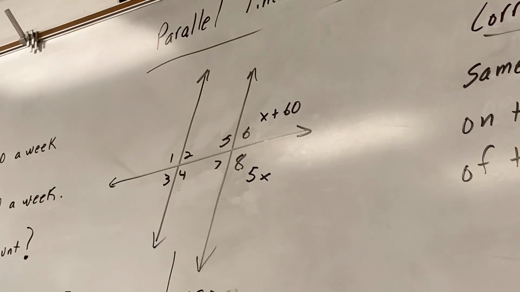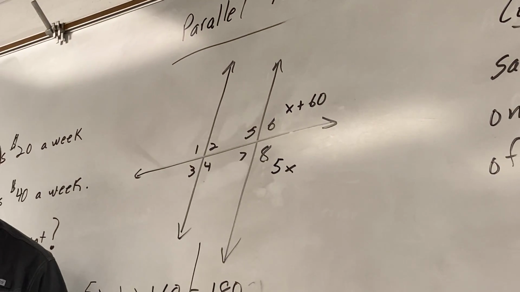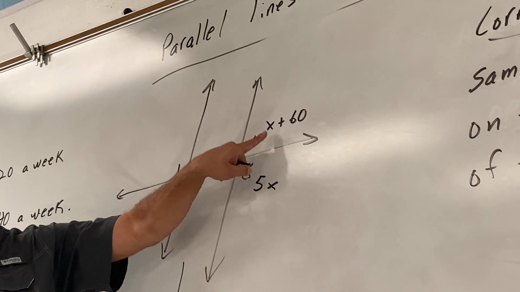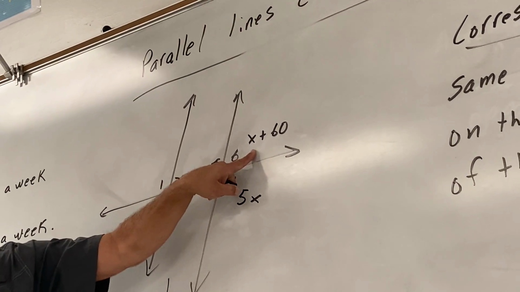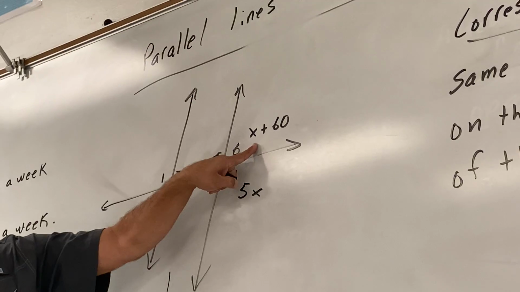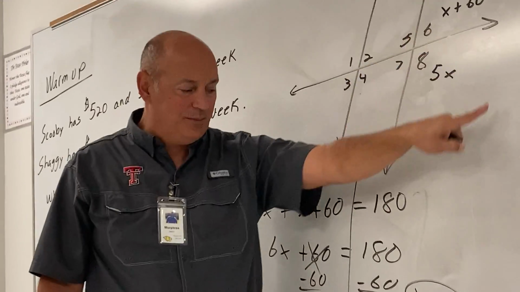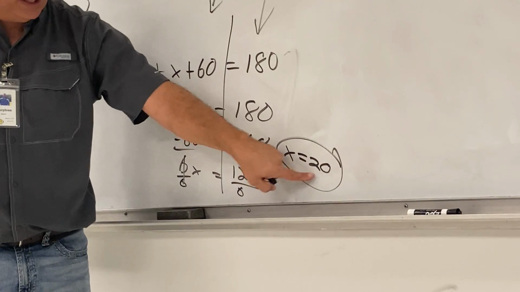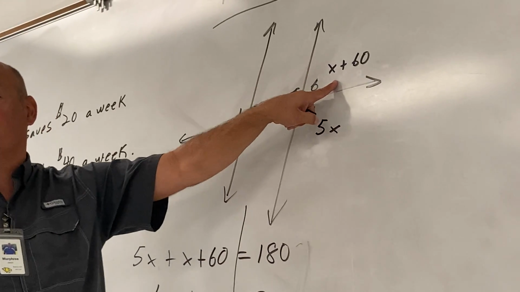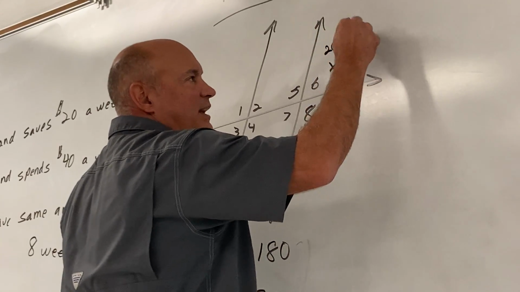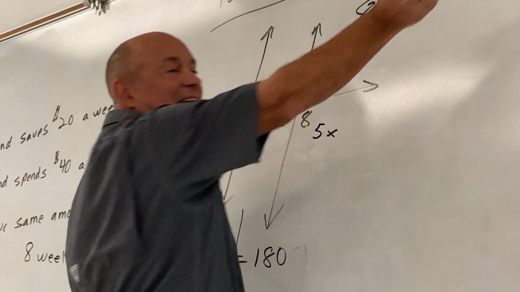Now, we are not done. 20 is not the answer to any of these problems. How big is angle 6? Doesn't angle 6 say it's x plus 60 more? What number does x need to be? 20. So how big is angle 6? 80. Because you got to plug in 20 right here and add it to 60. Angle 6 is 80 degrees.